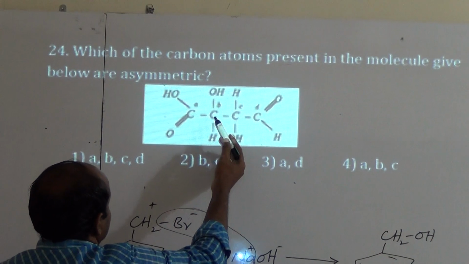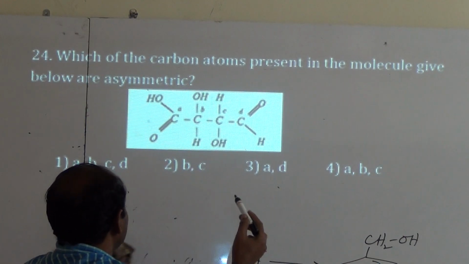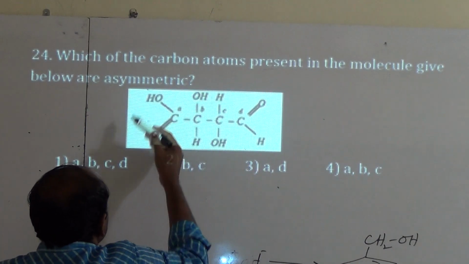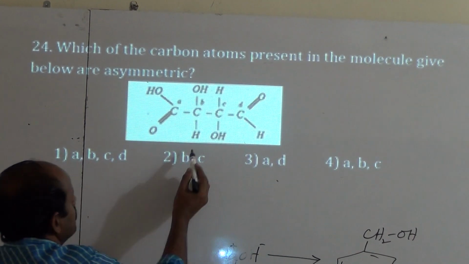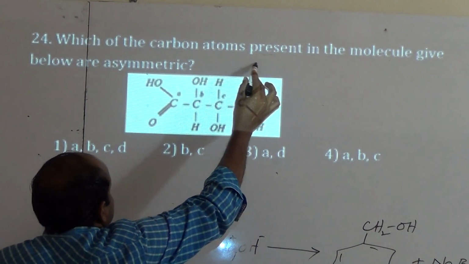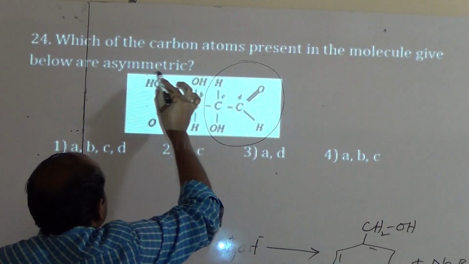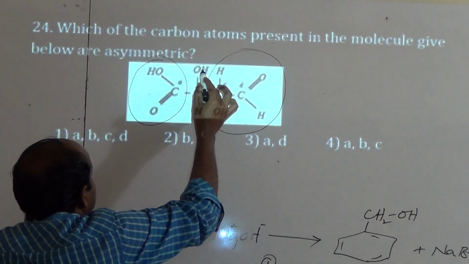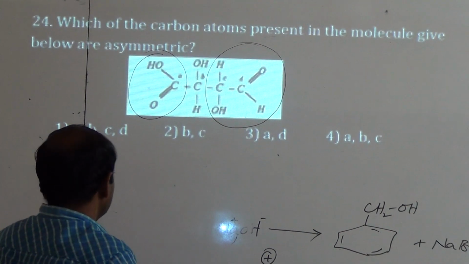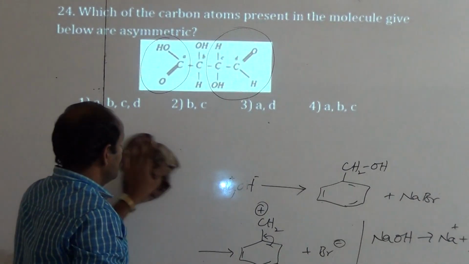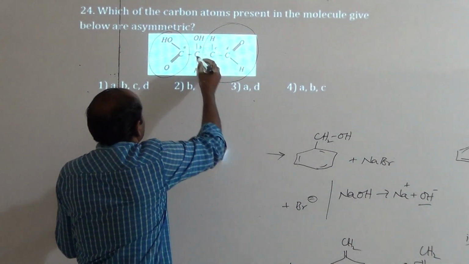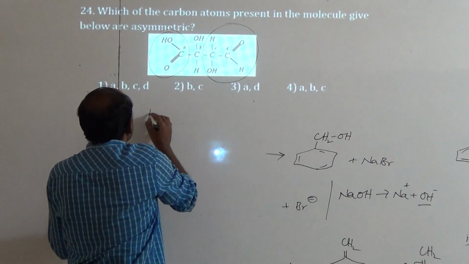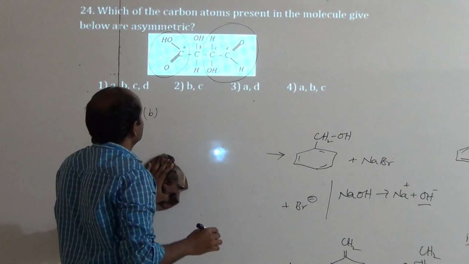Then if you take this carbon, how many groups are there? Here COOH is one group, this side OH, and here hydrogen, and it is completely one group. This is one group, and this side OH, this side hydrogen is there. Thus 4 are different groups now. Hence this carbon is asymmetric, that is, carbon B is asymmetric.